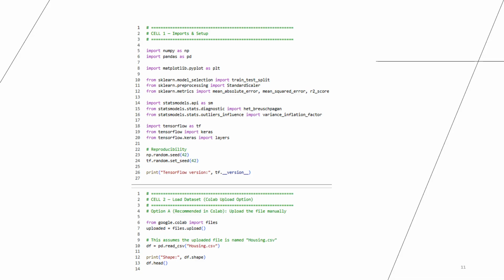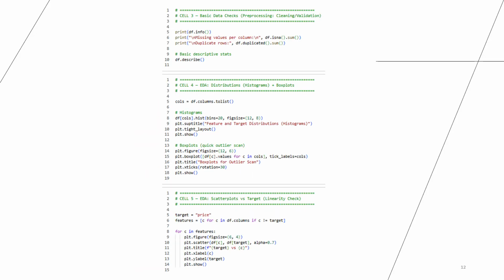Right after loading the data, we do two quick sanity checks. First, we print the shape of the data frame, which tells us how many rows and columns we're working with. That's a simple but critical step because it confirms the dataset loaded correctly and gives us a quick sense of its size. Then we display df.head(), which shows the first few rows of the dataset. This lets us confirm that the columns look correct, the values appear reasonable, and nothing is misformatted before we move on to cleaning, scaling, splitting the data, and building our regression neural network.